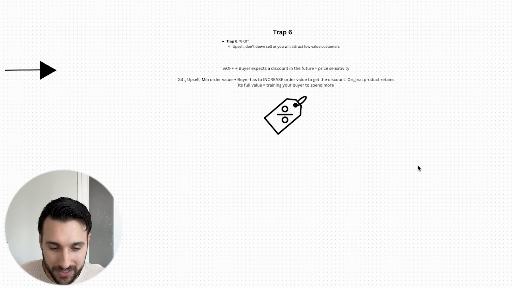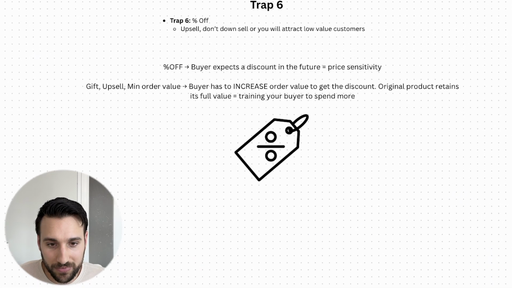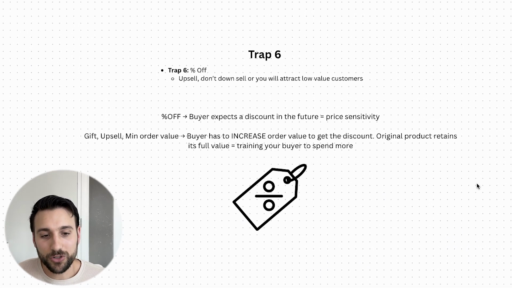Trap number 6, % off discounts. You want to upsell. Don't downsell or you'll attract low value customers. This is all about price sensitivity. If you only do % off discounts, you're attracting price sensitivity because people will be expecting that % off discount the next time, or they might be only buying because it's a % off discount. So with % off, the buyer expects a discount in the future.